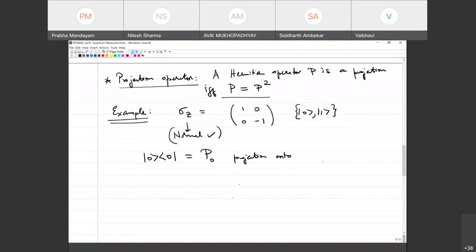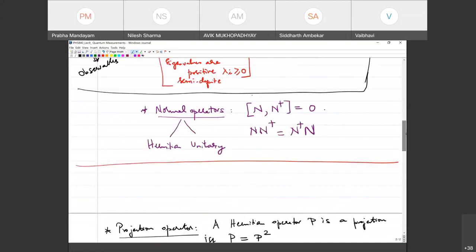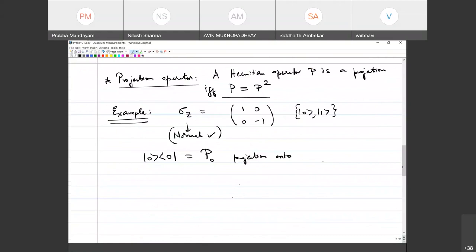So somewhere in that Venn diagram, I can also put in the class of projection operators. I'll put that in shortly as well, okay? In fact, you can tell me where this P should go in that diagram, okay? So P is a projection onto ket 0.